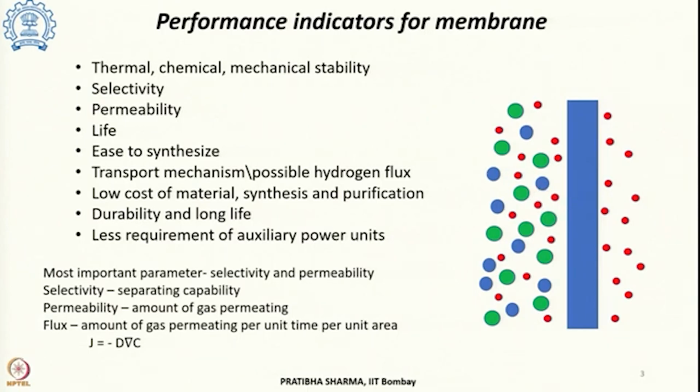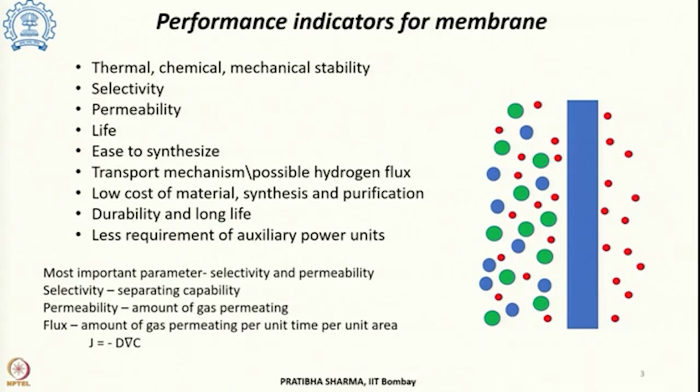Now these membranes should meet several requirements. They should be chemically, thermally and mechanically stable. They should have very high selectivity towards a particular species. For gas separation for hydrogen purification it should be hydrogen. So it should have high selectivity towards hydrogen as against the other species. It should have a high permeability, so it should allow these species to permeate.